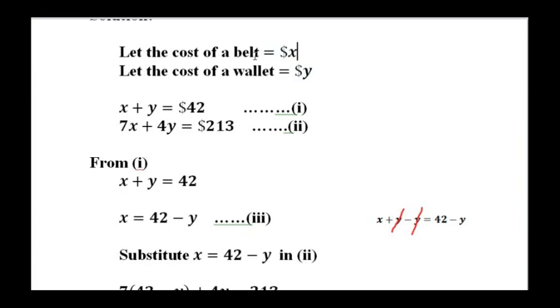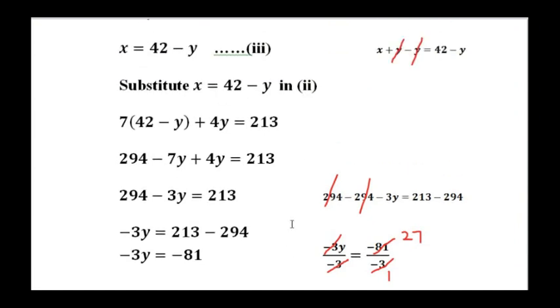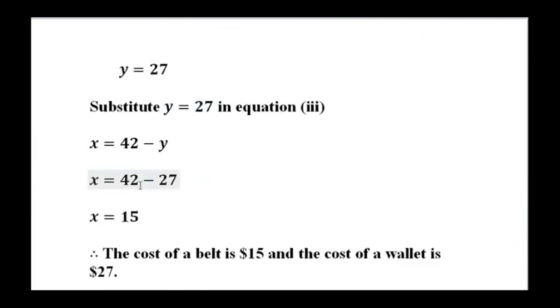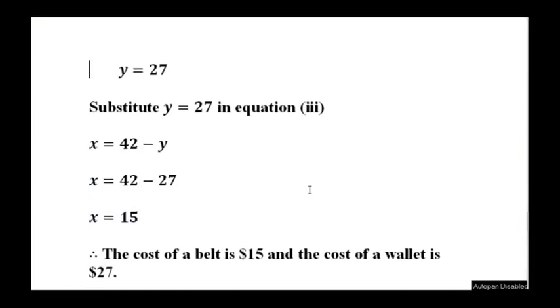To find the cost of a belt, I will substitute y equals 27 in equation 3. So this equation x equals 42 minus y becomes x equals 42 minus 27, which is the value of y. Positive 42 minus 27 is 15, which is the cost of a belt. Therefore, the cost of a belt is $15 and the cost of a wallet is $27.